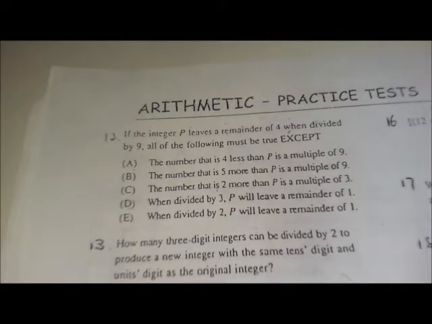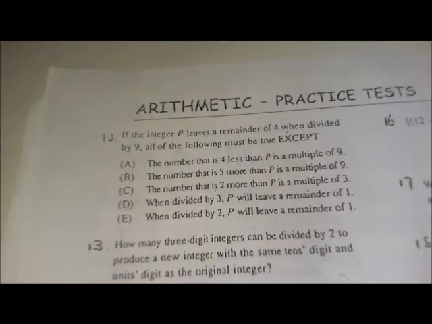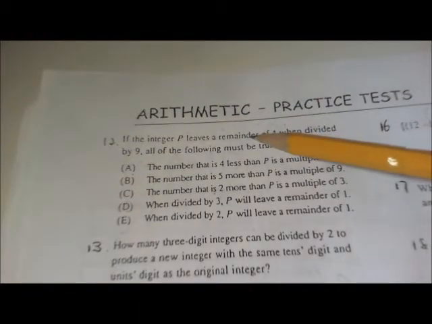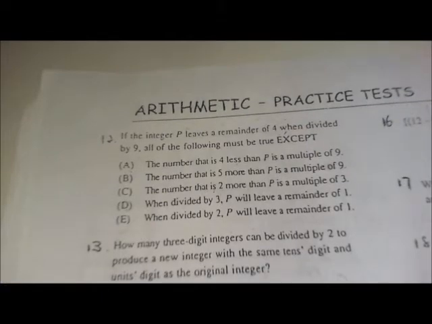You don't need to worry about what number P is, because this remainder is the extra. So taking away 4 gives a number divided by 9 because you have an extra 4. Or you add 5 more for the remainder. 4 plus 5 is 9, so it's also a multiple of 9 when you add an extra 5.